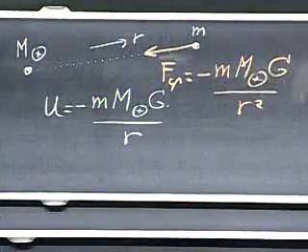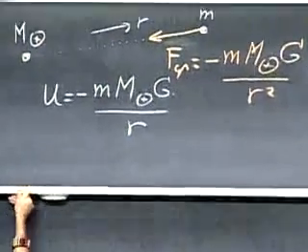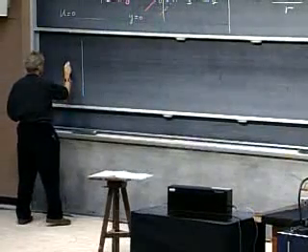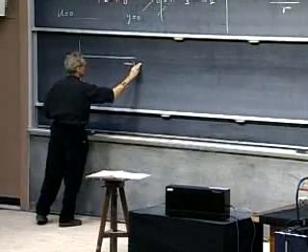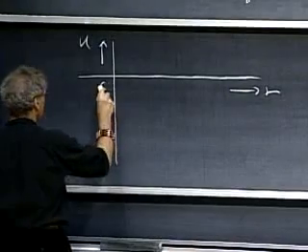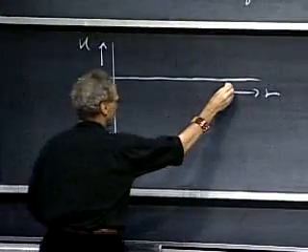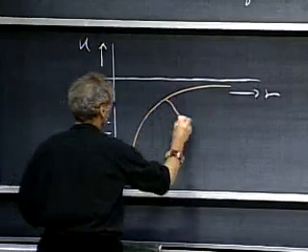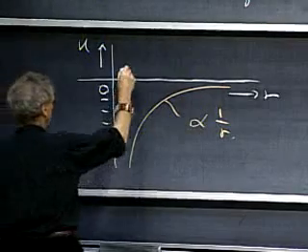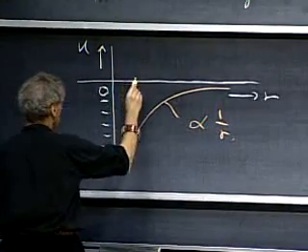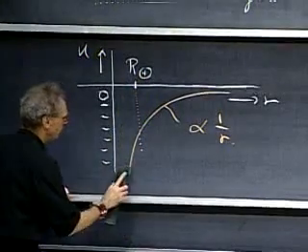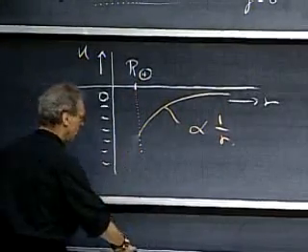And if you plot that, the plot goes sort of like this. This is r. This is increasing potential energy. All these values here are negative. And you get a curve which is sort of like this. This is proportional to 1 over r. Now, of course, if the Earth had a radius which is this big, then of course this curve does not exist. It stops right here.